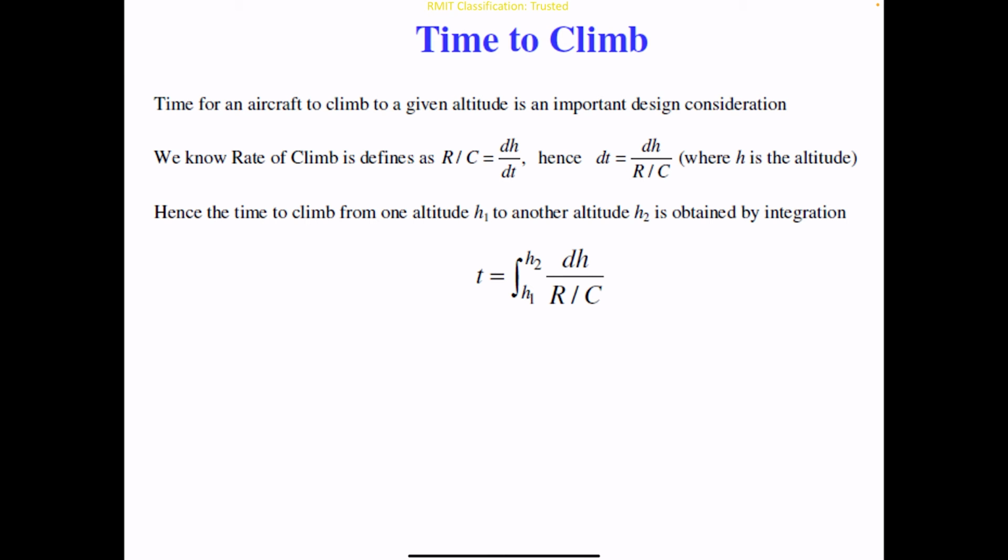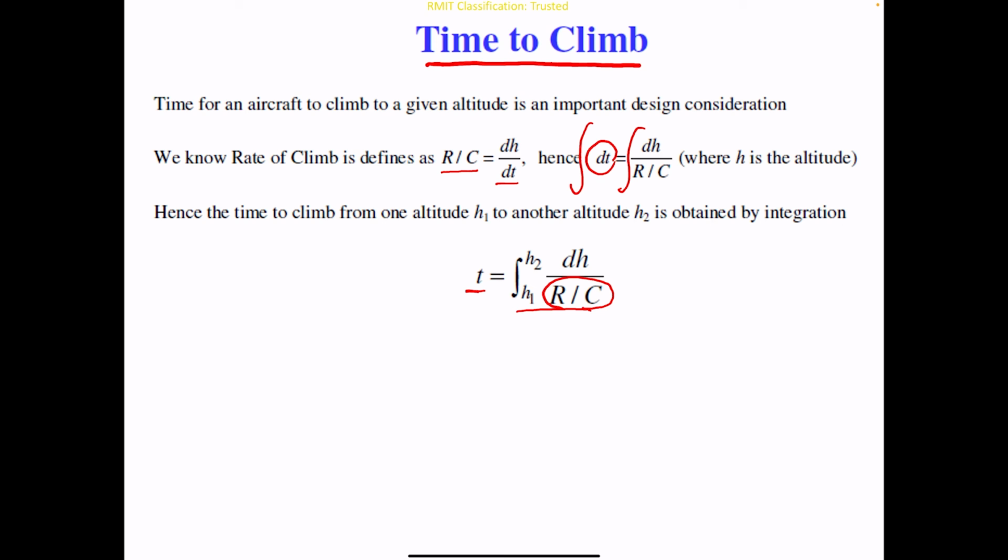Now, time to climb. It is the time to go from position 1 to position 2 in the vertical direction. So now we are going to integrate both sides. We integrate both sides, and here we will have obviously the time to go from h1 to h2. And on the right hand side we have integration over vertical displacement. Rate of climb is sitting in the denominator.